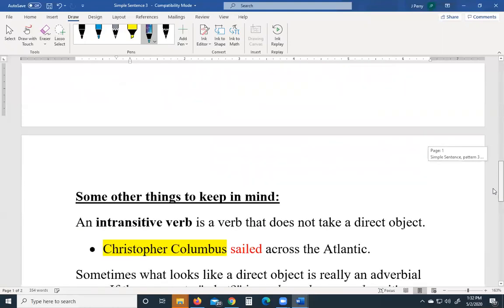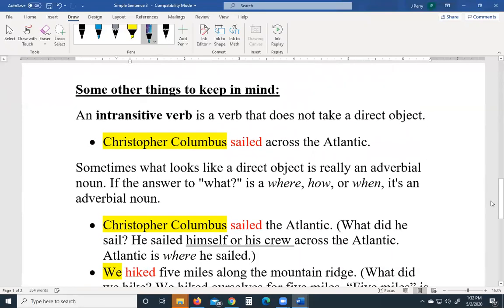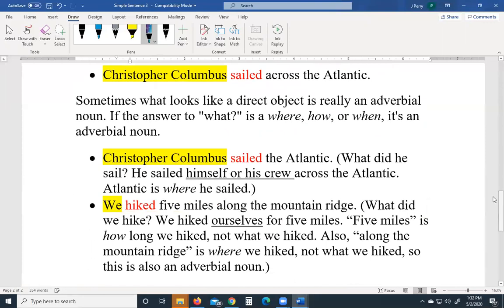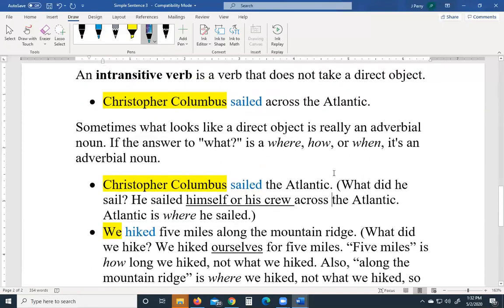You're absolutely right. Okay, so some things to keep in mind though, is sometimes you're fooled by intransitive verbs that are in a sentence, but they don't take the direct object. They aren't capable of doing so. So we still have Christopher Columbus sailed. And let's actually change these verbs here to blue verbs, just so that it's easier for anybody with color blindness to read these. So Christopher Columbus sailed across the Atlantic.